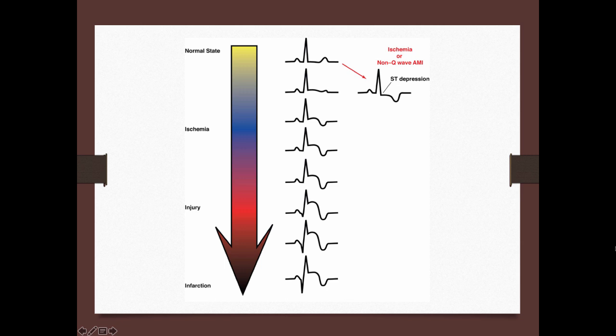So if we keep hitting that 12 lead button over and over again on our patient with chest pain, we might see this progression, and this is how this progression goes. If we see ST segment elevation, hopefully we're catching it in the injury stage and not the infarction stage. In the injury stage, we can save cardiac muscle. In the infarction stage, we already have dead cardiac muscle.